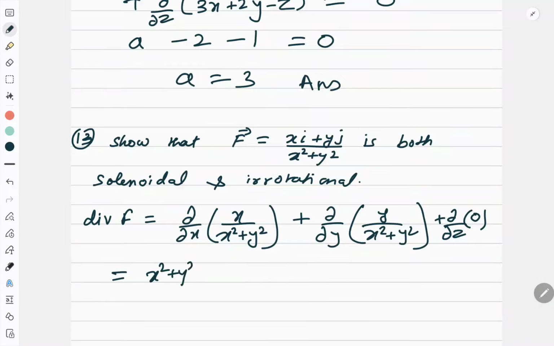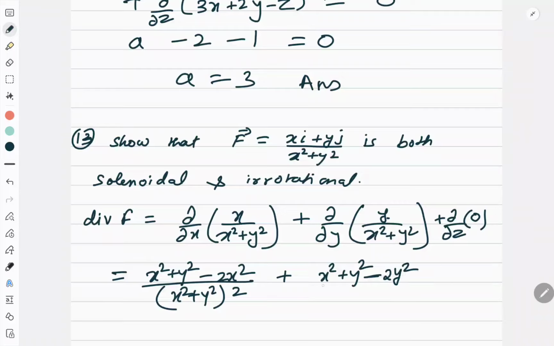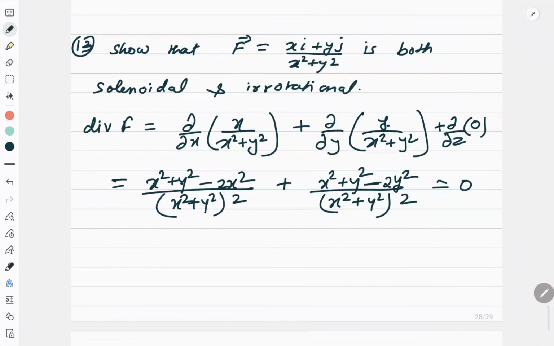So (X square plus Y square minus 2X square) upon (X square plus Y square) whole square plus, same way here, apply the quotient rule. So X square plus Y square, differentiation of numerator is 1 into denominator, minus differentiation of denominator is 2Y into numerator, upon denominator whole square. So clearly if you see 2x square, 2y square, 2x square, 2y square, so this is 0. So hence it is solenoidal. Since divergence of F is 0, I can say that it is solenoidal.